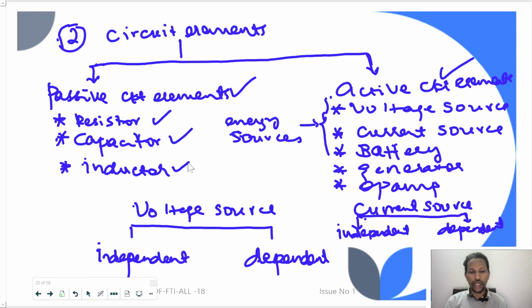And the resistor is responsible for taking energy and dissipating it in the form of heat. When we consider voltage sources and current sources, we have two types of voltage source: independent voltage source and dependent voltage source. And we also have the current sources, independent current source and dependent current source. Independent voltage or current sources do not depend on other circuit parameters, whereas dependent sources depend on the values of other circuit parameters in the circuit.